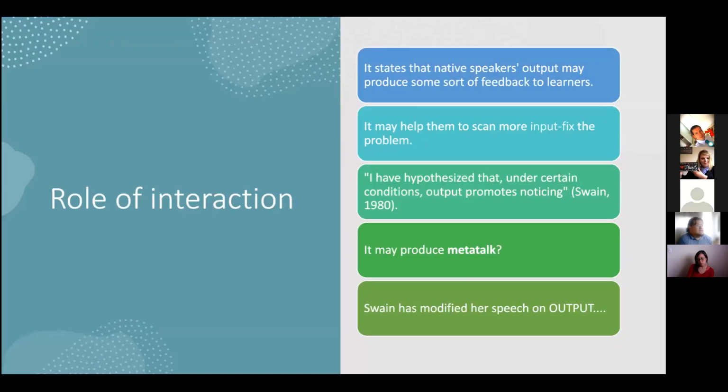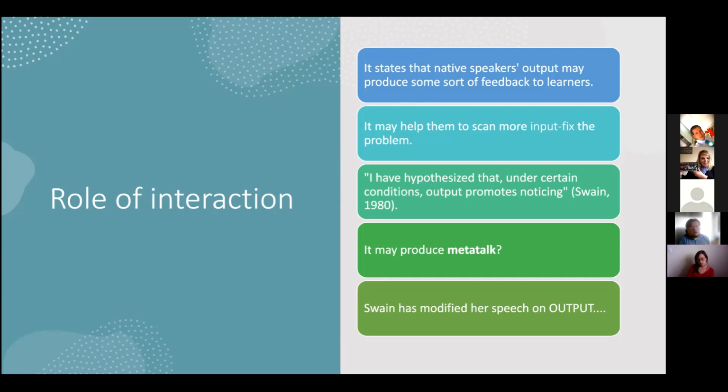Okay. So the role of interaction in this case states that the native speaker's output may produce some sort of feedback to learners. Okay, so when a non-native speaker talks to a native speaker, his input is going to help me to understand the language better. Okay, so when I understand this language better, it may become feedback for me. It's going to check, am I speaking well? Can I modify this? Does this native speaker understand me or not? It may help because it can help me scan more input and fix the problems that I have in my speech. Okay.